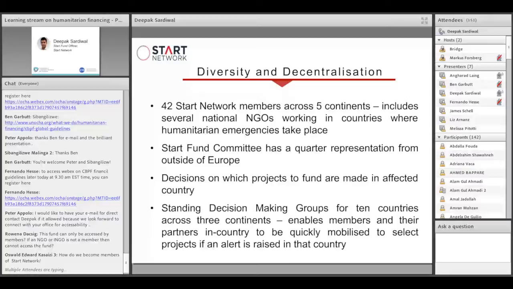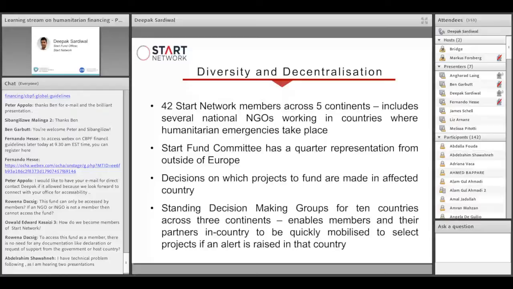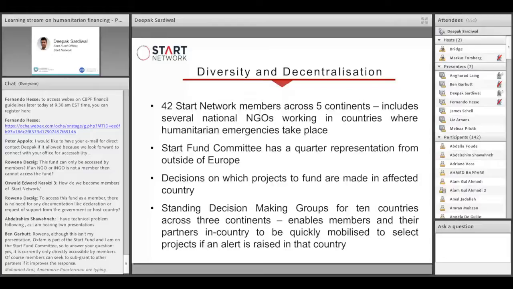on which projects the fund supports are made in the affected country. And the START fund has also established standing decision making groups. You saw that on the timeline perhaps that I gave earlier, which is made up of members and partners in country, in countries where we have a high number of alerts or believe there should be a high number of alerts, that have been trained on the START fund process, and that can be quickly mobilized to select projects if an emergency is raised in that country. And we currently have those groups for 10 countries.